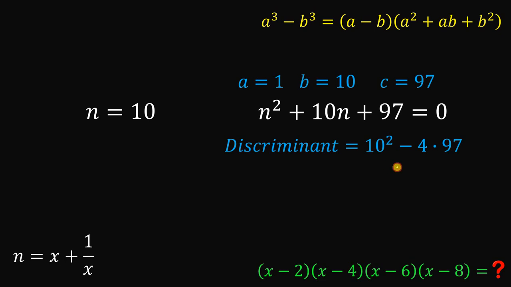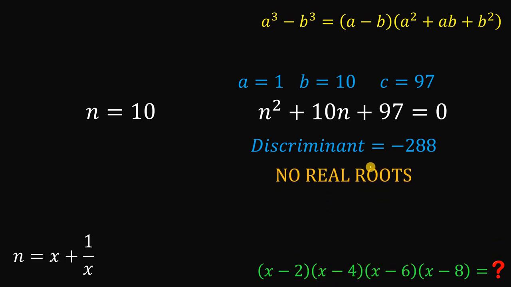Now, let's simplify. 10 squared, we know this is 100. 4 times 97, this will give us 388. 100 minus 388 must be negative 288. Now, the discriminant is less than 0. It immediately tells us that we don't have real roots, or real values of n, in this equation. So, n here is not a real number. So, we disregard this case. Therefore, the only real value of n must be equal to 10.